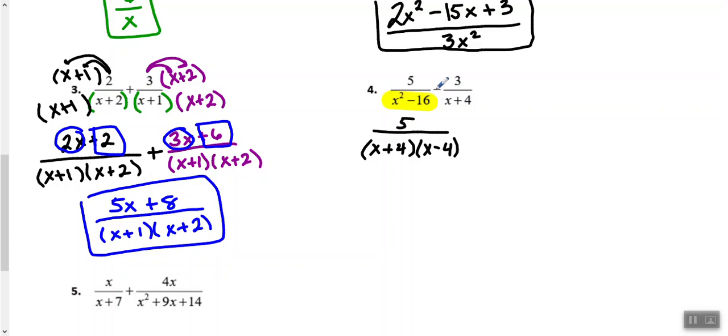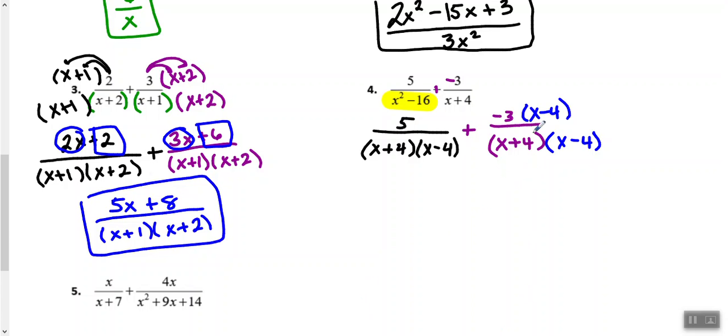Then I see there's a minus sign, so I'm going to change it to plus, change the 3 to negative. I'm just going to rewrite that as plus negative 3 over x plus 4. Again, I need a common denominator. They both have x plus 4. So the second fraction needs x minus 4 for it to be the same. And again, whatever I change on the bottom, I have to change on the top.